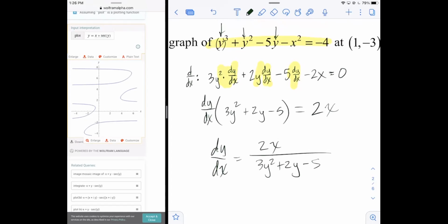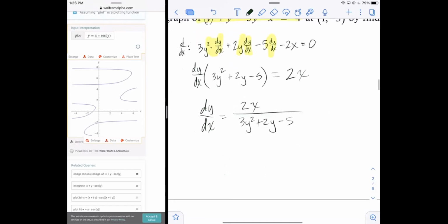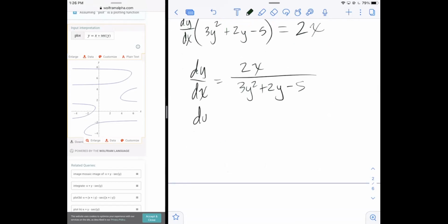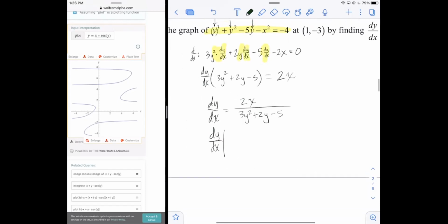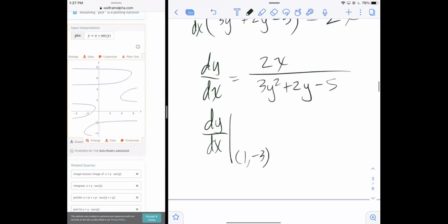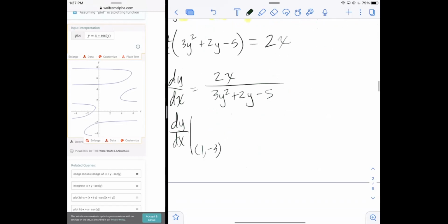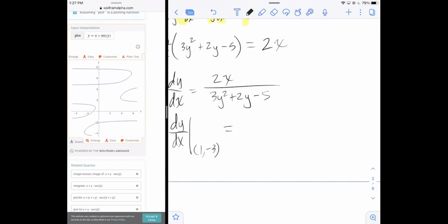Now, we didn't answer the question, did we? It said to find the derivative at the point (1, -3). Well, now that we've got the derivative, solve for dy/dx for any x, y, let's go ahead and plug it in. dy/dx on the left, evaluate it at, right? Don't forget the "when" bar. And then because it's an ordered pair, you just put the ordered pair down there. Simplest way to do it. And then you plug it in. Now make sure you're plugging in the right thing, right?